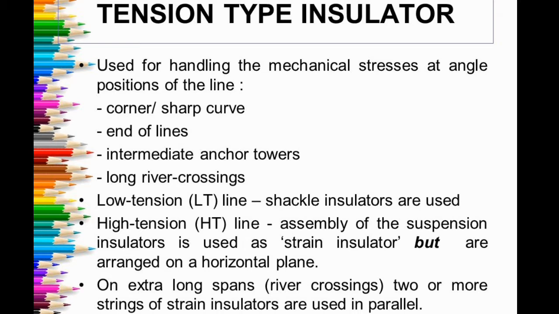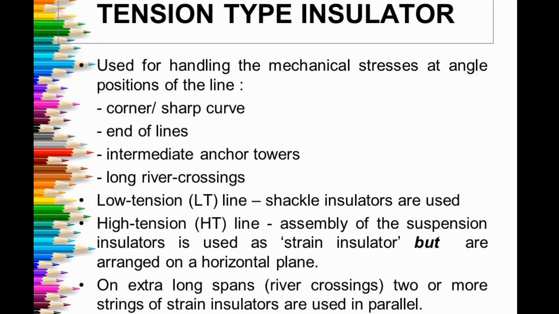Now tension type insulators are used for handling the mechanical stresses at angle positions of the line, that is for corner or sharp curve ends of the lines, intermediate anchor towers, long river crossings. For low tension or LT lines, shackle insulators are used. For high tension or HT lines, an assembly of suspension insulators is used as strain insulators but arranged on a horizontal plane. On extra long spans, river crossings, two or more strings of strain insulators are used in parallel.